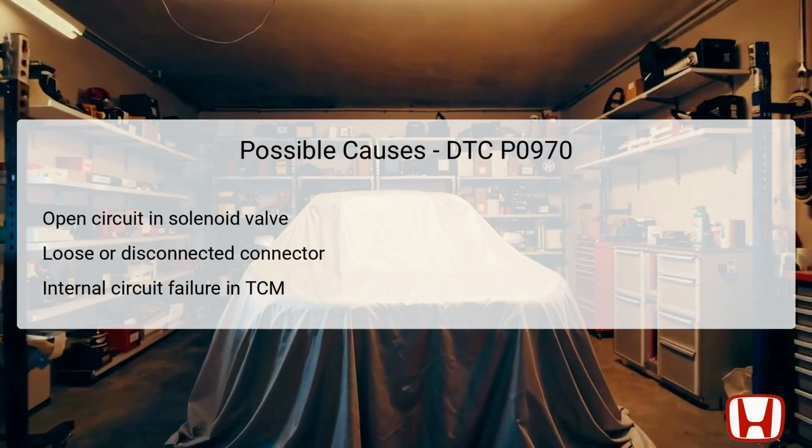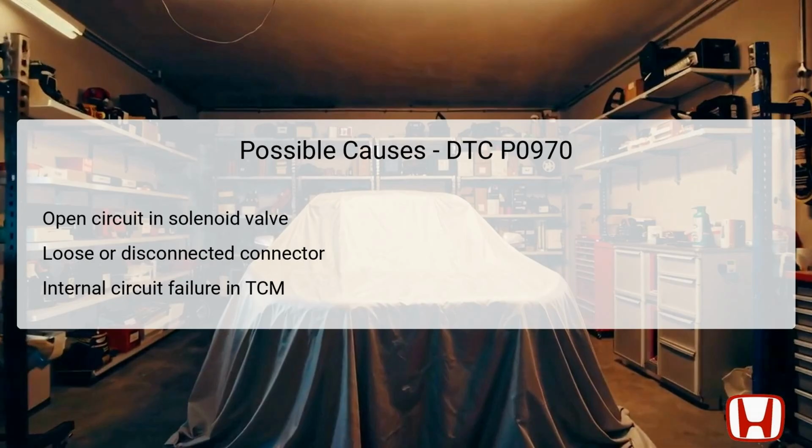There are several potential causes for the DTC P0970. First, an open circuit in the CVT clutch pressure control solenoid valve can prevent electrical current from reaching the component, which would disrupt its function. This can also occur due to a loose or disconnected electrical connector, resulting in a failure of the solenoid to receive proper signals from the TCM.